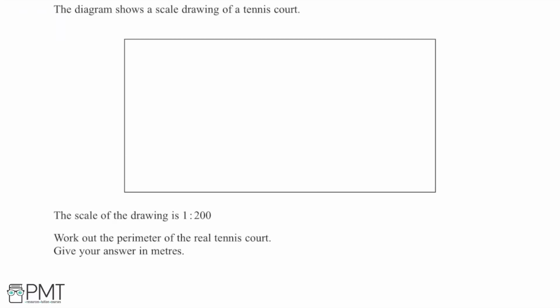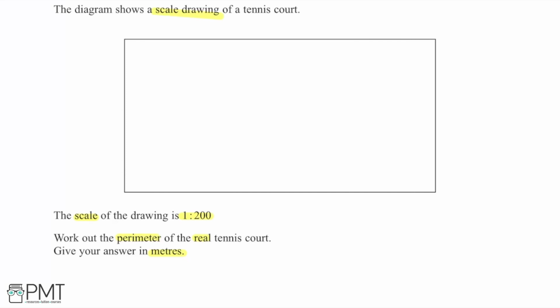So in this question, I have a diagram which shows a scale drawing of a tennis court, and then I have it below. So it's just a simple rectangle that we have here. I'm told that the scale of the drawing is 1 to 200, and I'm asked to use this to work out the perimeter of the real tennis court, giving my answer in metres. So here I can see that I'm working with a scale. I don't have any side lengths or any measurements like that.